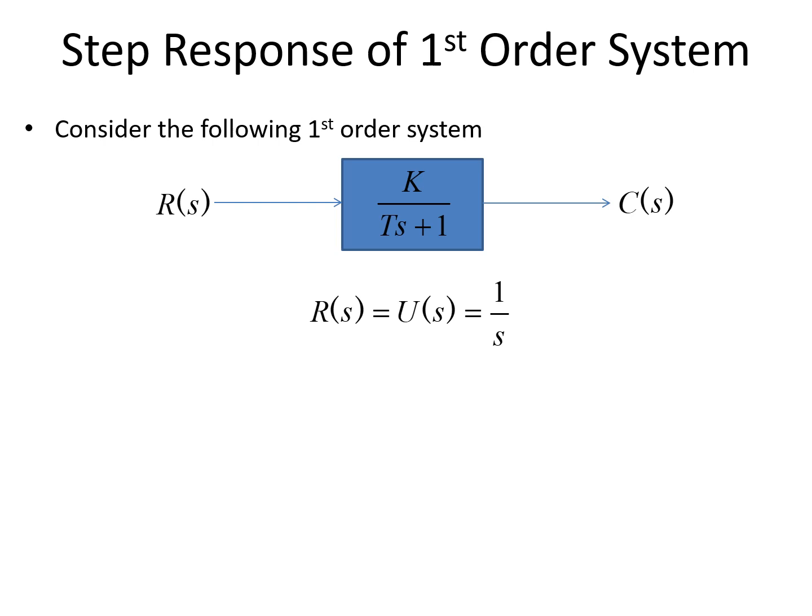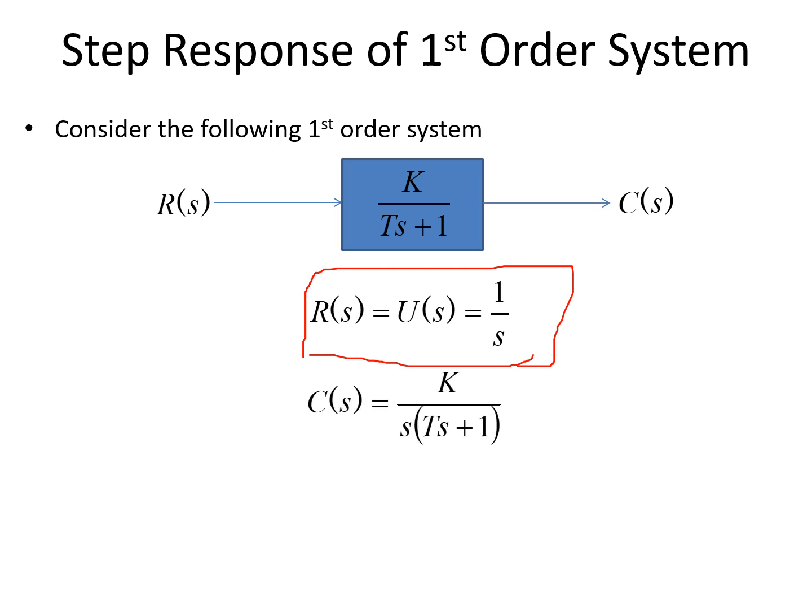The Laplace transform of your unit step signal is given as U of s equal to 1 by s. This is taken as our input R of s. Now we are supposed to find the value C of s for this particular input.